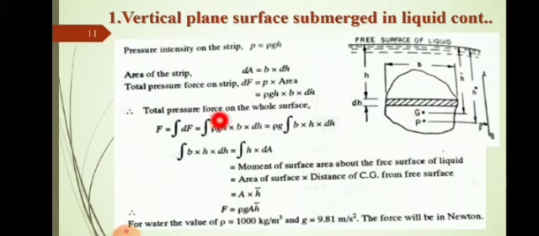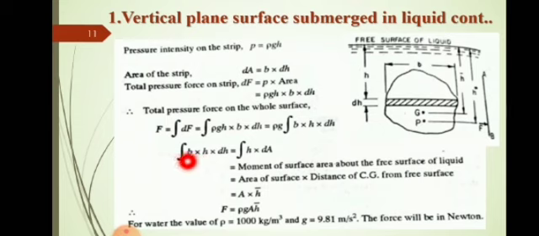So total pressure force on the whole surface will be equal to F is equal to integral dF. dF is the force on the small area. We are integrating it to find out the total pressure force. So F is equal to integral dF, which is equal to integral rho gh into b dh. Rho g are constant, taking it out, rho g into integral bh dh. Now we will take that integral bh dh alone. So integral bh dh is equal to integral h dA.